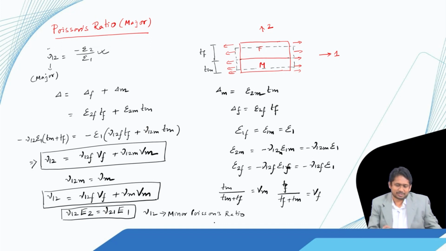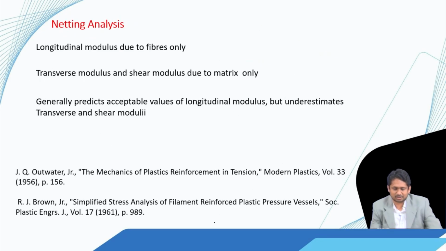So, we have found out the elastic moduli and the Poisson's ratios with the help of the strength of material based approach, and we have also parallelly looked into the semi empirical equations for those. Now, we will briefly look into the other approaches of homogenization.